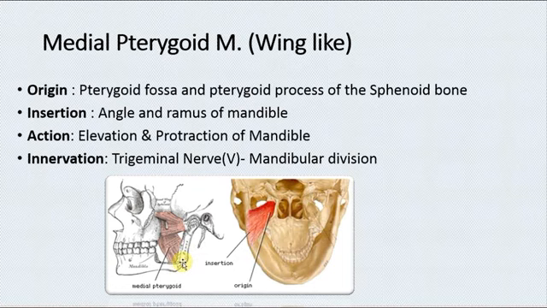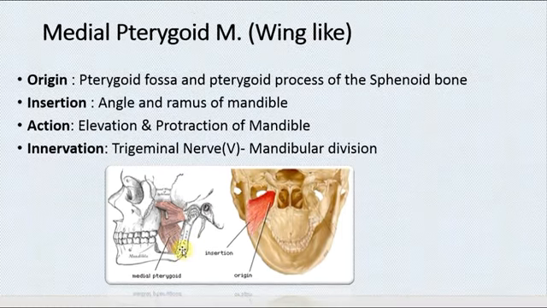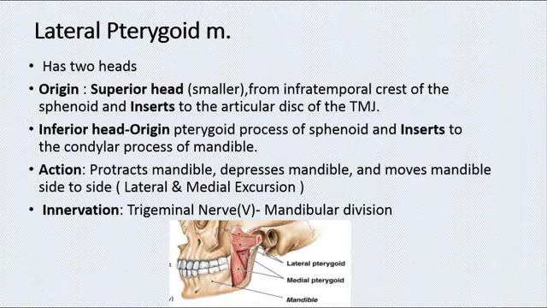Its action is elevation and protraction of the mandible. Temporalis is doing retraction, and the medial pterygoid is doing protraction, so it moves the mandible outward or to the front. The innervation is again the same. Let's go to the next.